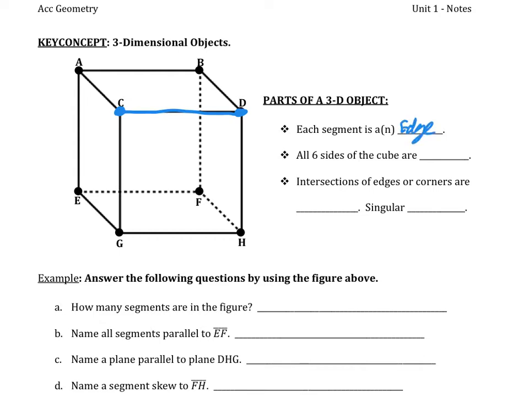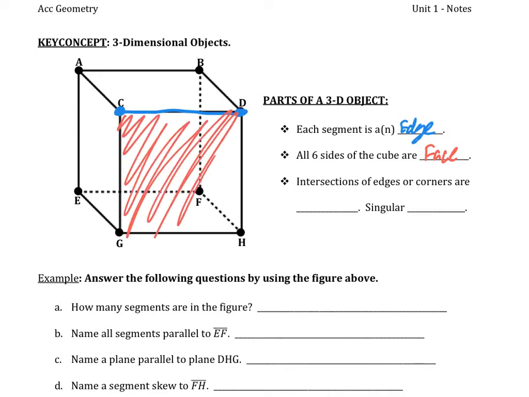All 6 sides of the cube, so this is a cube, are referred to as a face. Maybe we'll do that in a different color so we can highlight it on there. So this is a face. If I was to color in a face, it would be like the front face of this cube.